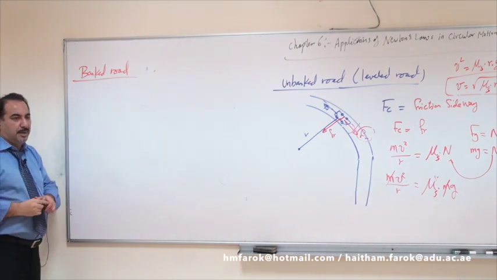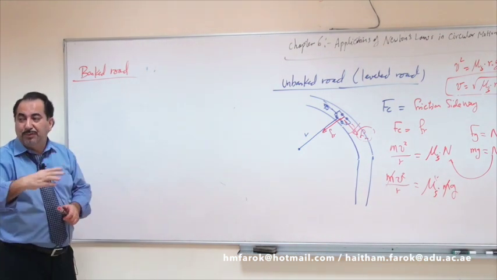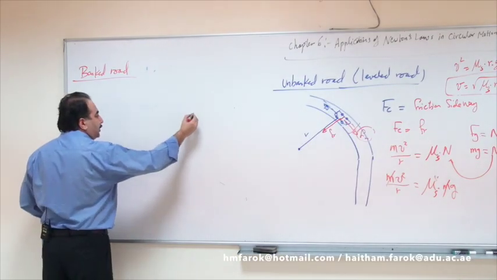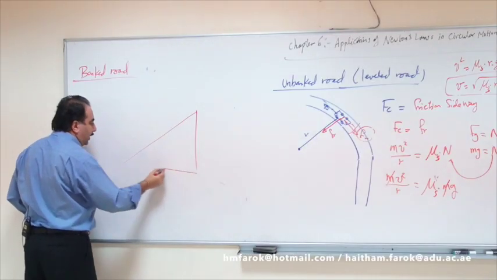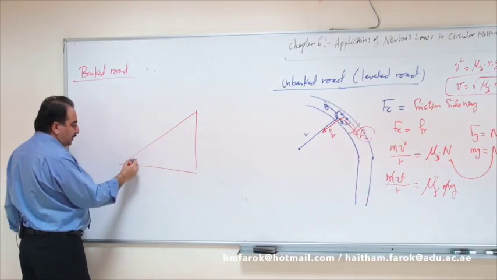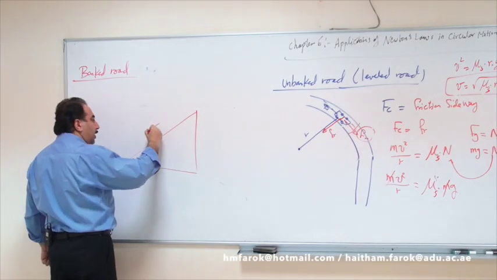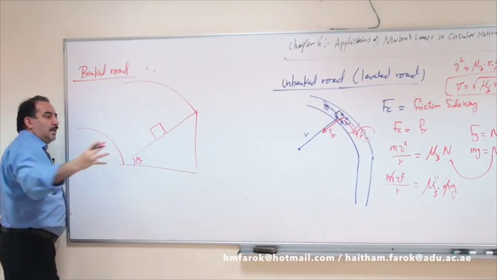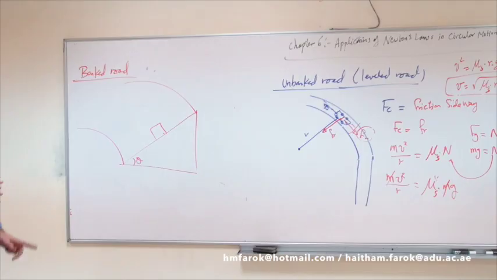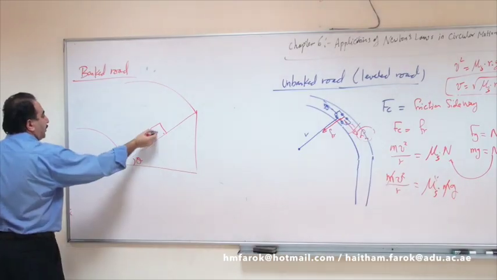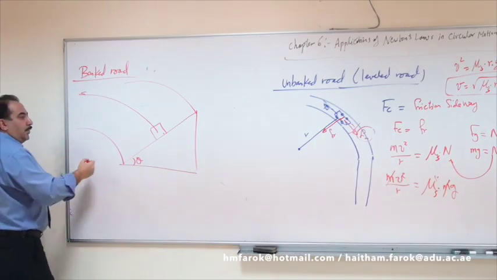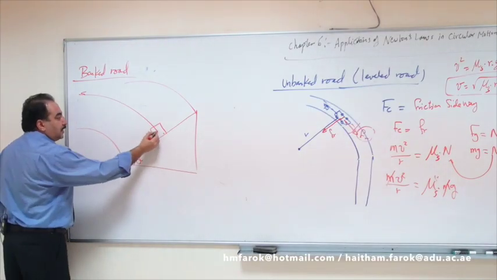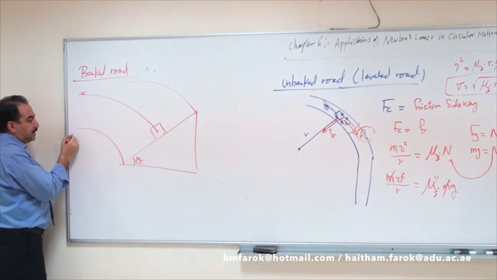How does this one work? Now, let's look at a back view of a banked road from the back, and you cut it. So what do you see? The road is like an inclined surface. And this is the car here on the bend. This is like you look from the back. You see the car, and the car is doing circular motion. And where is the radius? This is the car. The center here is in space.